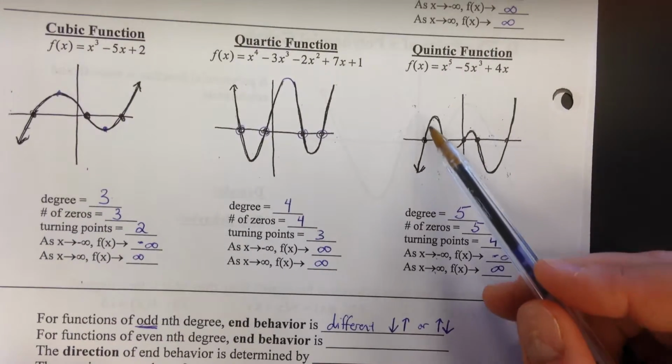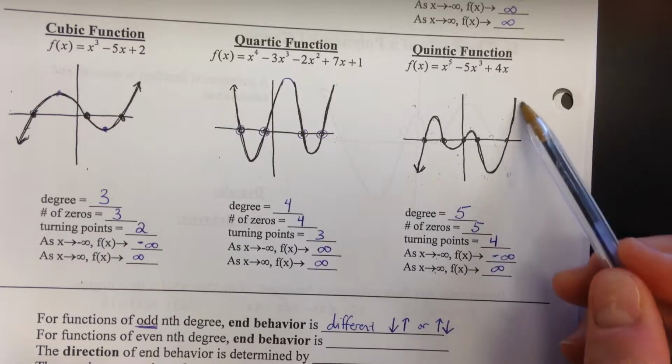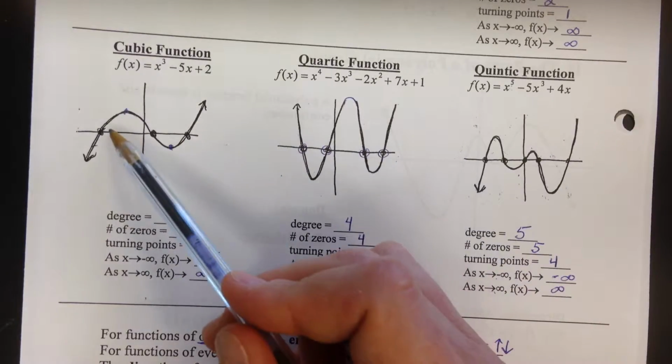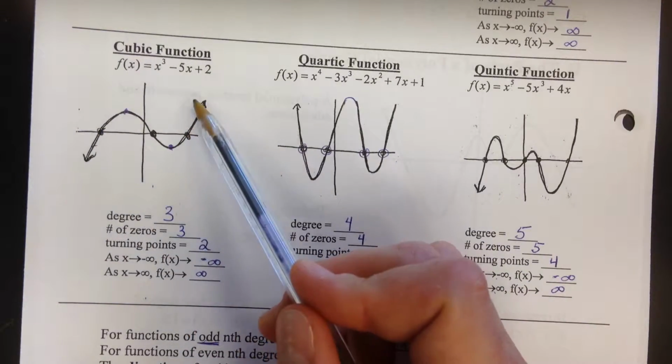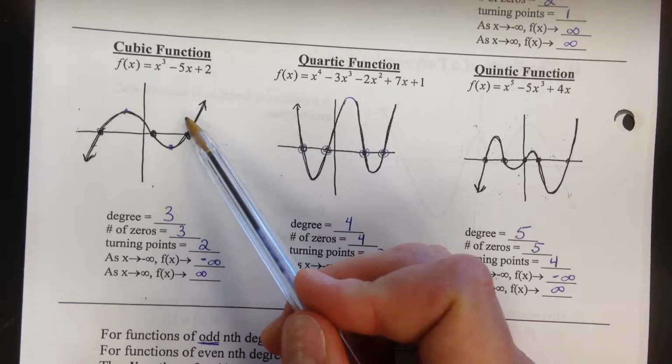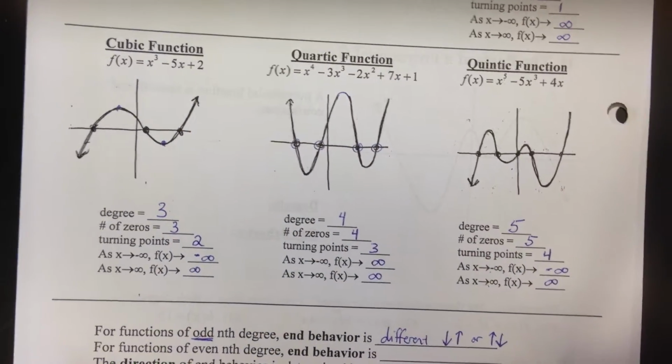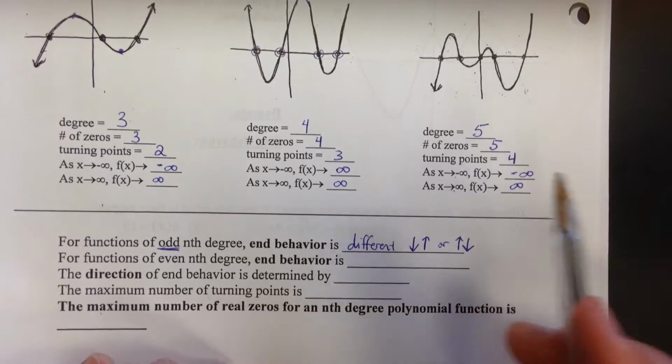Okay, so in this case, degree is 5, that's down and up. When the degree is 3, this one was down and up. Now it can change. It doesn't have to stay that way. It could be up and down. But that's what's going to happen when it's odd degree.